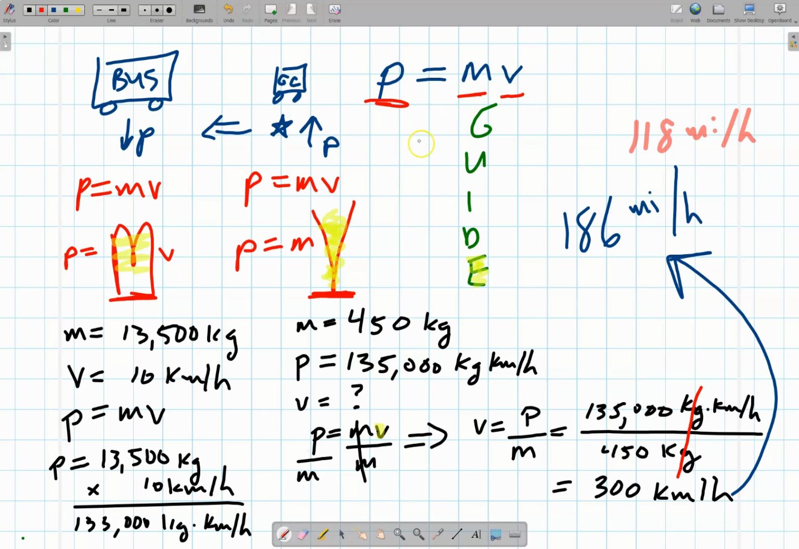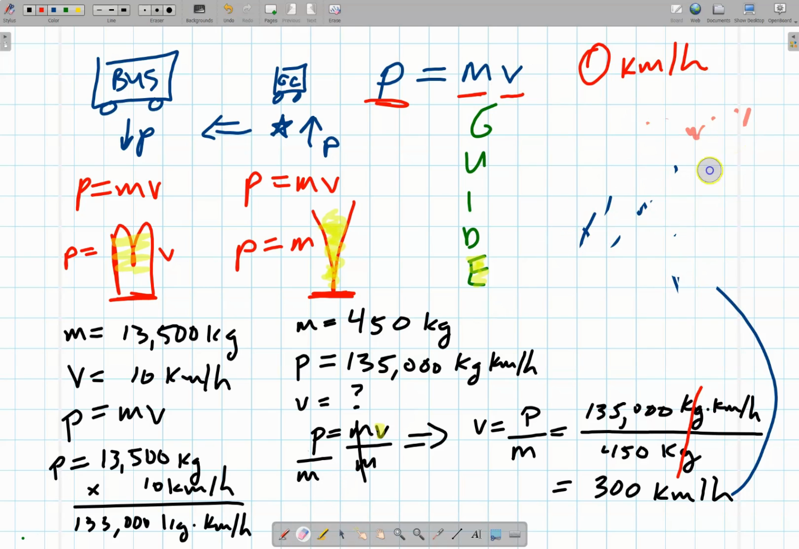And I wanted you to think about the very powerful, in my opinion, data value of 0. If the bus is not moving at all, its momentum is 0. Make space here. Could do a new page. I want to keep this information here for you.